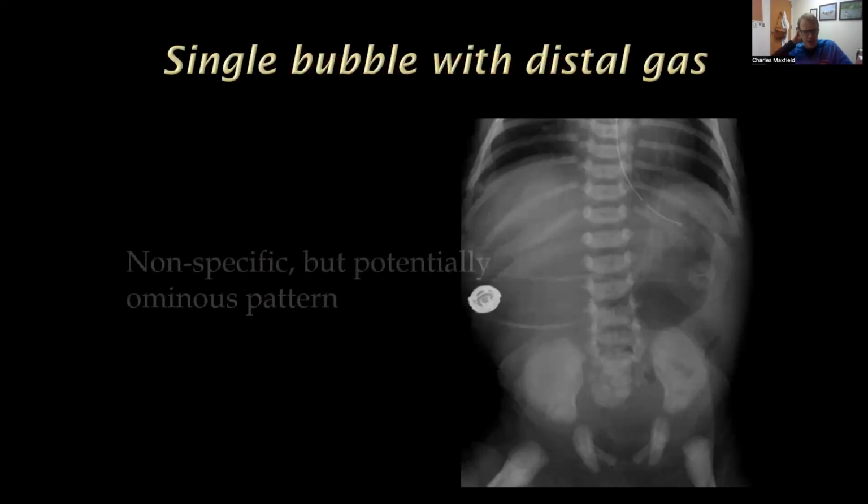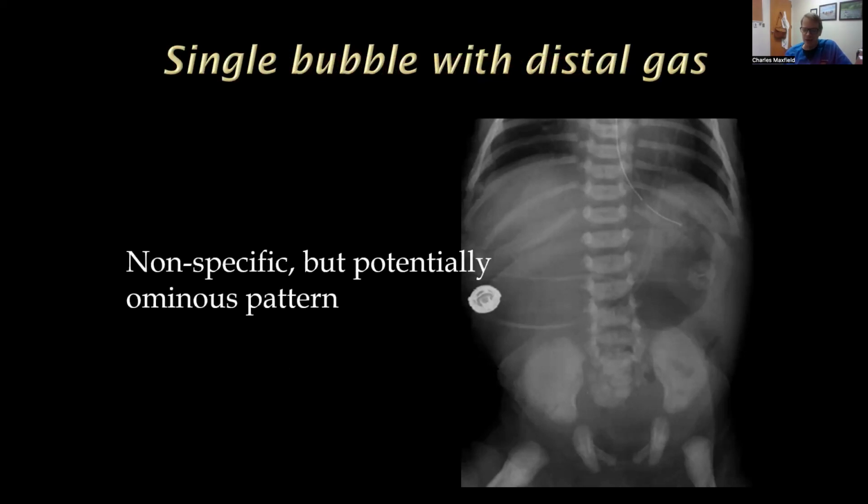So in my experience, this is actually kind of a concerning pattern. This is probably the most important pattern that I see with midgut volvulus, which I've already told you is the most important diagnosis we're always thinking about in this clinical scenario. But it's usually not. It's non-specific. So this child needs to get an upper GI pretty quickly to see what's going on.